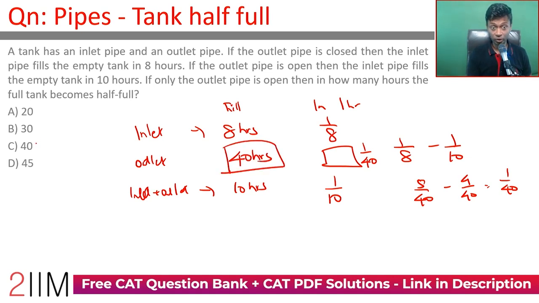Just wait a second. The question says, if only the outlet pipe is open, then in how many hours the full tank becomes half full, or we need to empty only half a tank? It doesn't take 40 hours. It will take only 20 hours. Find the number, but then look at what is being asked. Full tank should become half full, or half the tank should be empty. To empty an entire tank, it takes 40 hours. Half the tank will get emptied in 20 hours.